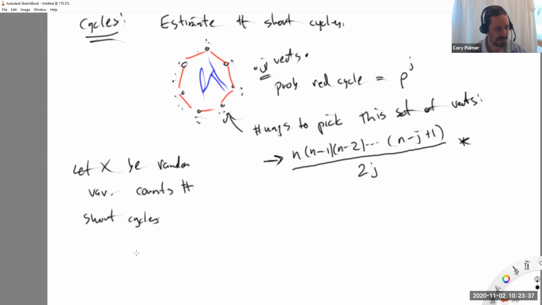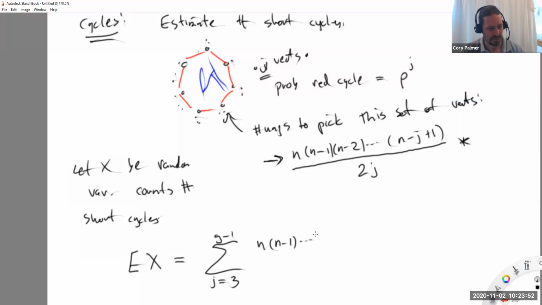Then this all means that the expectation of x is exactly the following. Sum j from 3 up to g minus 1, and then multiply it by the number of candidates for cycles, 2j, times the probability that I get that cycle.